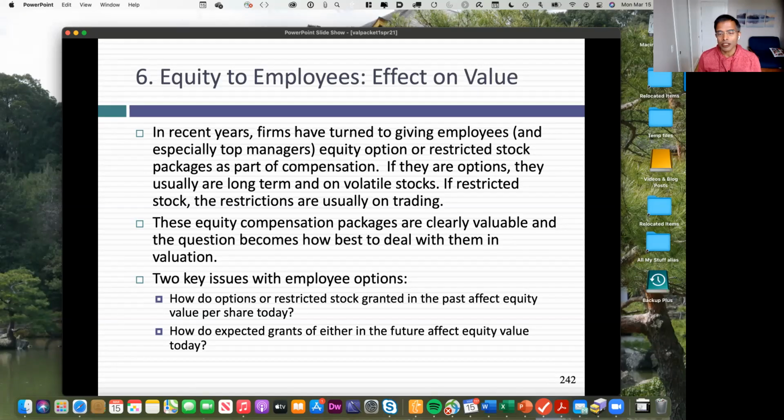So there are two questions we're going to have to deal with here, because this is not a side story anymore. For the last 30 to 40 years, increasingly, compensation packages, especially in some sectors, have become weighted with equity, restricted stock and options. We have to talk about how those options and restricted stock that have already been granted affect your value per share today. But we also have to talk about how expectations about future grants affect your value per share today. I want to separate the two.